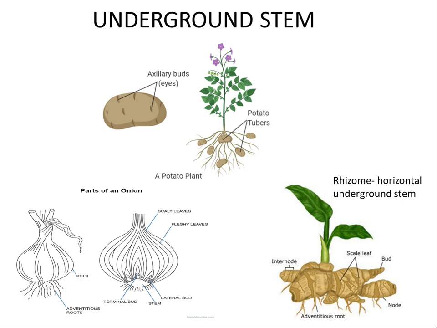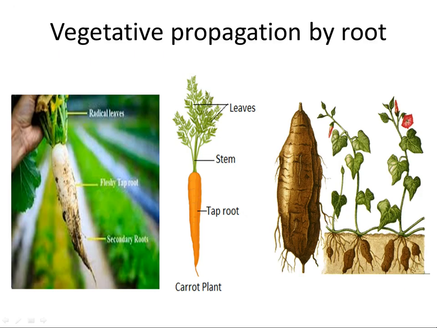The difference between the potato, onion, and rhizome is that the rhizome is a completely horizontal underground stem. Instead of growing vertically, they grow horizontally. One best example for this rhizome is garlic or ginger. So here they develop the buds, they grow horizontally, and once these buds grow into a new individual, it develops its colonies.